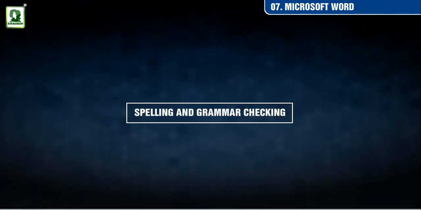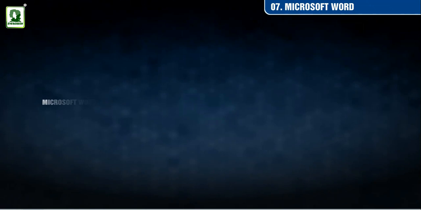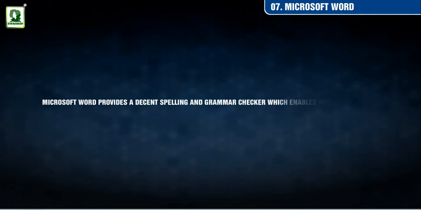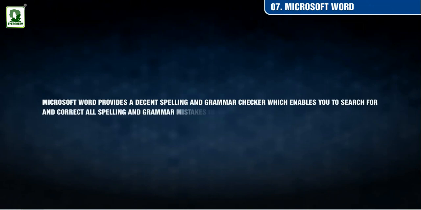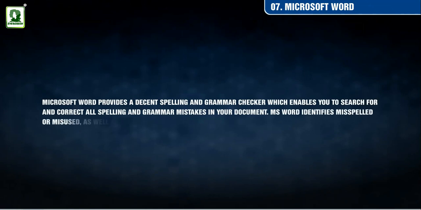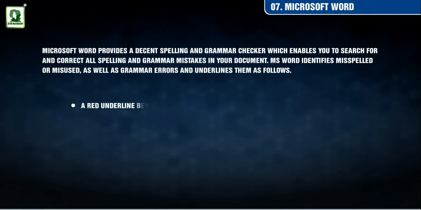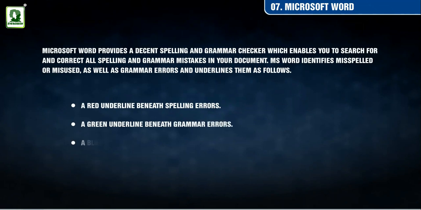Spelling and grammar checking. Microsoft Word provides a decent spelling and grammar checker which enables you to search for and correct all spelling and grammar mistakes in your document. MS Word identifies misspelled or misused as well as grammar errors and underlines them as follows: a red underline beneath spelling errors, a green underline beneath grammar errors, a blue line under correctly spelled but misused words.